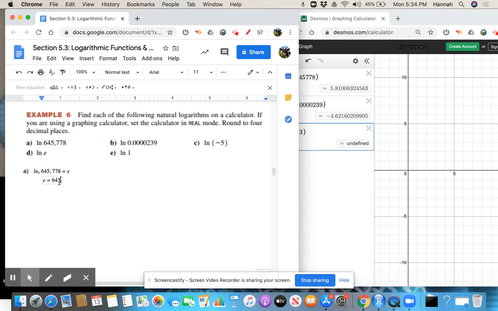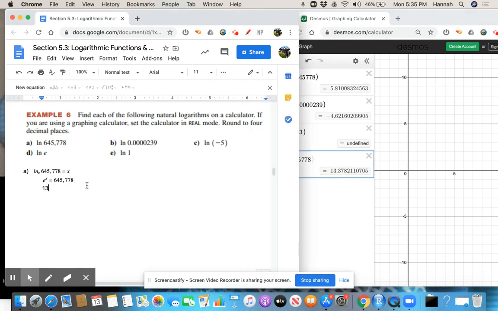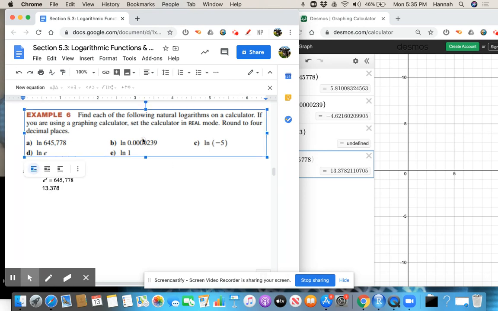So x is my exponent. So it would look something like that. But again, here's the problem. e is 2.72. It's a really long decimal after that. I have no idea what power I should raise 2.72 to get 645,000. So again, I go over to Desmos and I type in this time ln in parentheses 645,778, and it tells me right there my answer is 13.378.